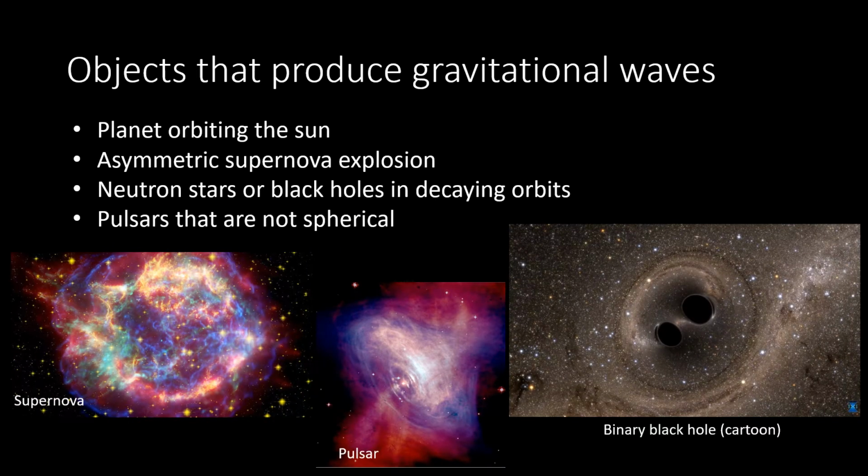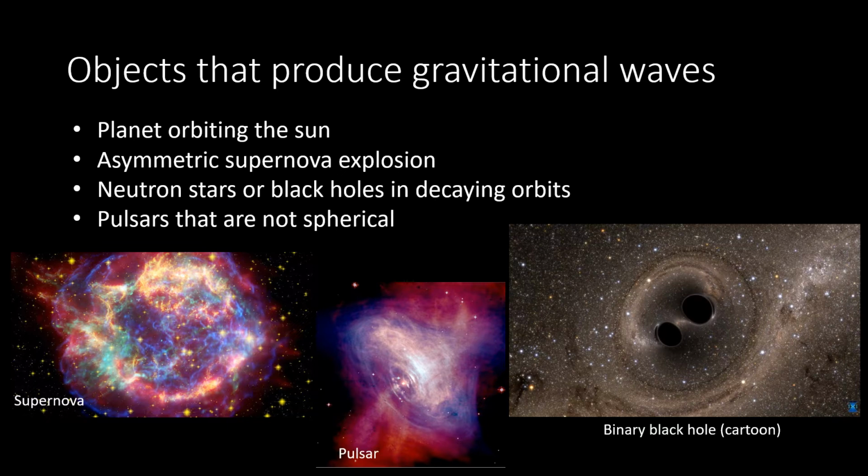So with a basic understanding of what gravitational waves are, we can now ask ourselves, what types of objects are we going to see commonly producing gravitational waves? Well, we know just about any non-symmetric orbiting or moving object will create gravitational waves. So a simple planet orbiting the sun is going to produce a small amount of gravitational waves, and indeed, the Earth orbiting the sun does that.